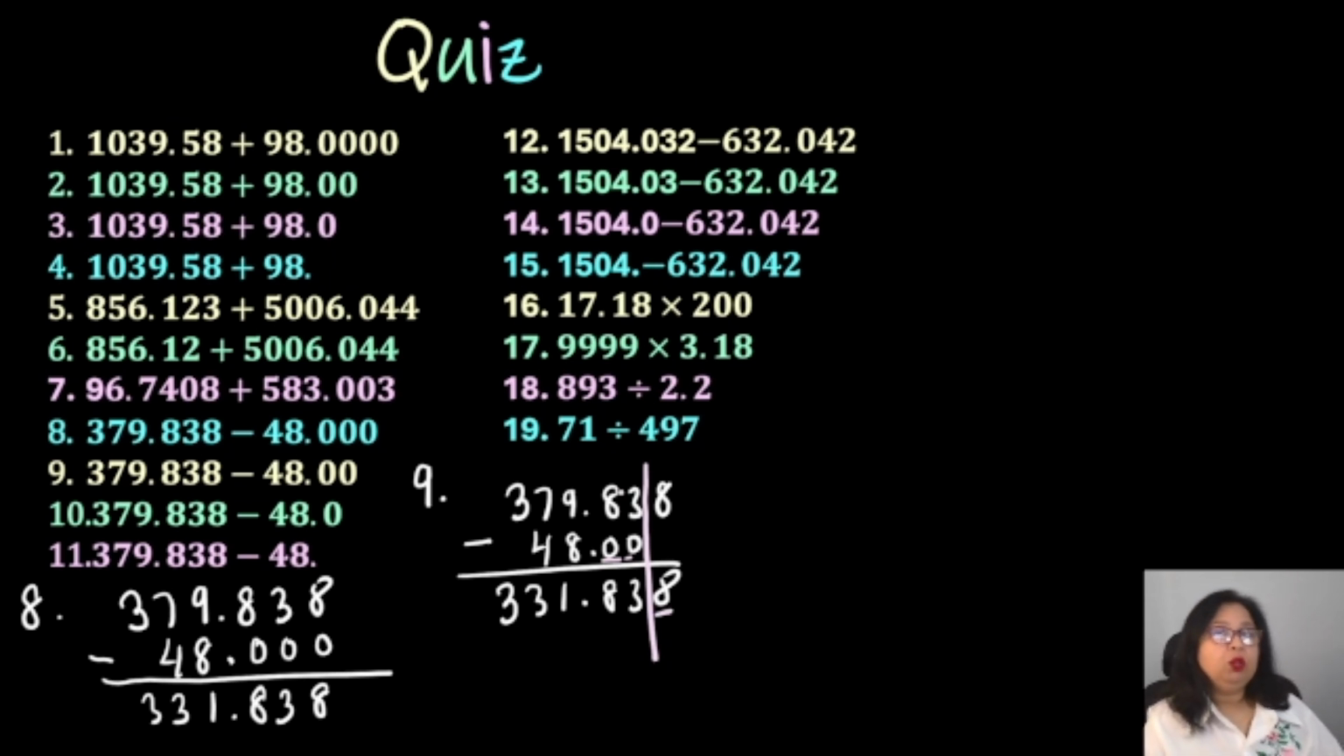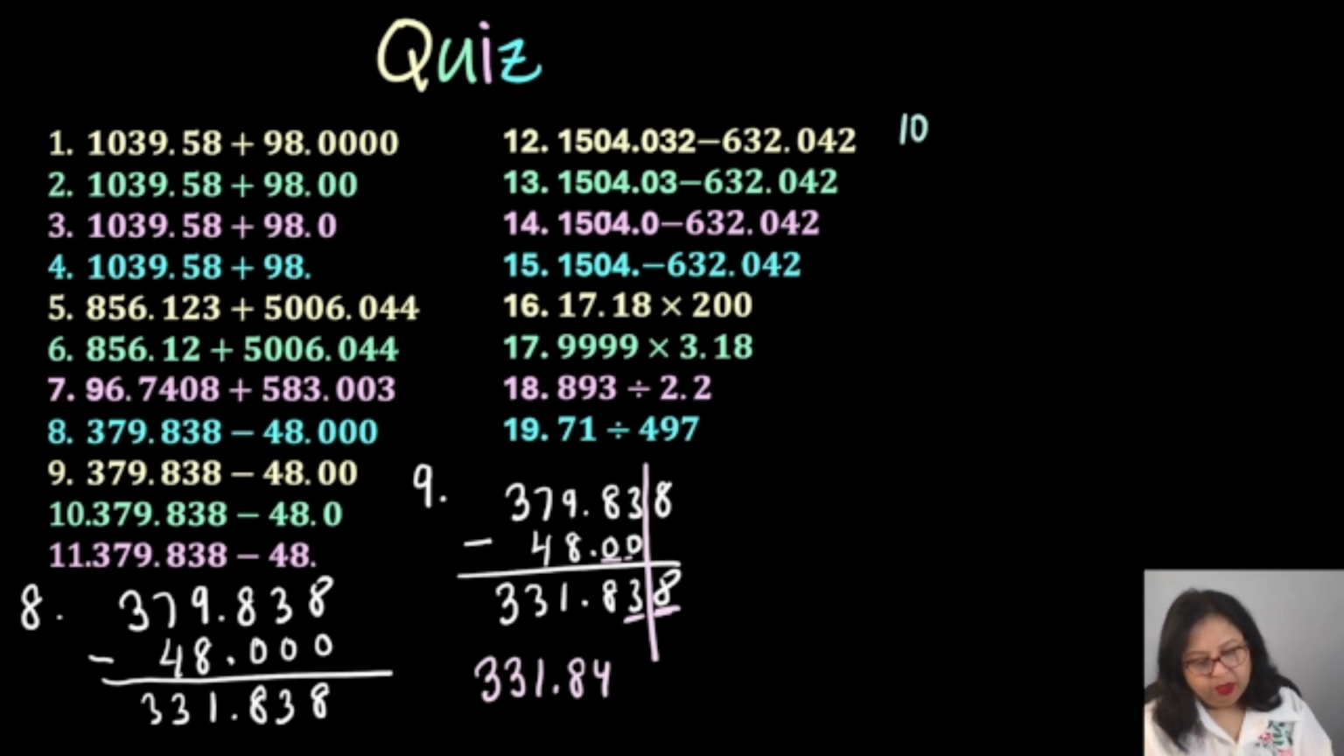So once again, look at the digit immediately to the right of the digit that you want to round off. If the digit to the right of the digit being rounded off is 5 or greater, then the digit will round up by 1. Otherwise, the digit remains itself. So since this 8 is obviously greater than 5, that means this 3 to the left of it will round up by 1. So the final answer is 331.84.